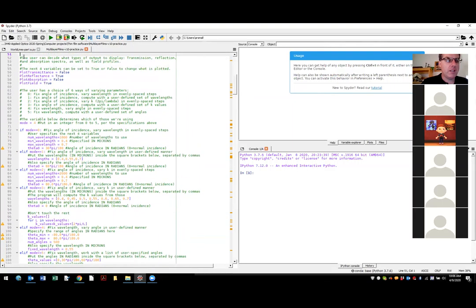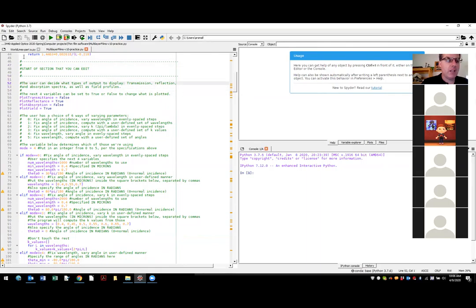Now, for those who don't know Python, anything that has a pound sign in front of it is a comment. It says here, start of the section that you can edit. There's a few commands, true or false, what do you want it to plot? I have it plotting right now reflectance and the field. You also have to pick the mode that you want it to operate in, because there are many ways that you could play with variables.